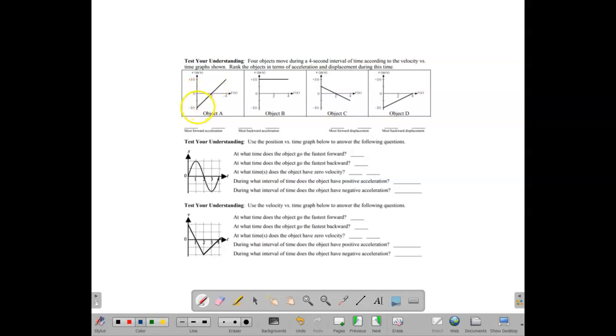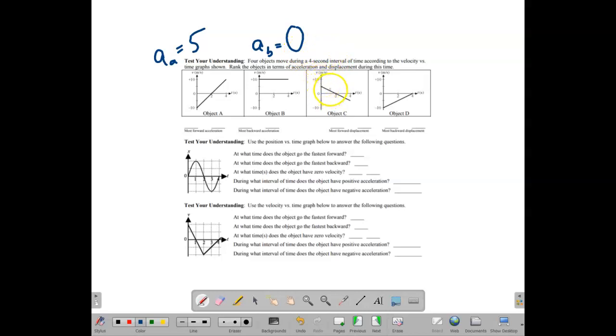Rise over run. We can go up the whole thing, 20 divided by 4, or we can go up 10 divided by 2. Either way, we get an acceleration for A of 5. I'm going to write this down so I can first get my accelerations and then rank them. Acceleration for B is going to be a flat line, 0, no rise, no acceleration. Notice I'm leaving off my units to conserve space.